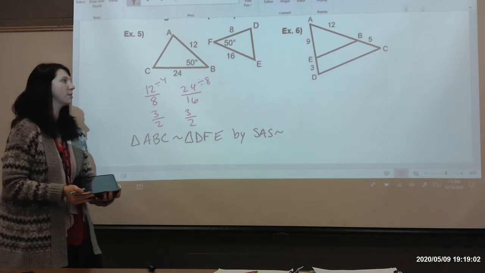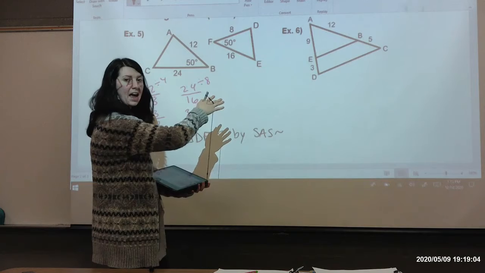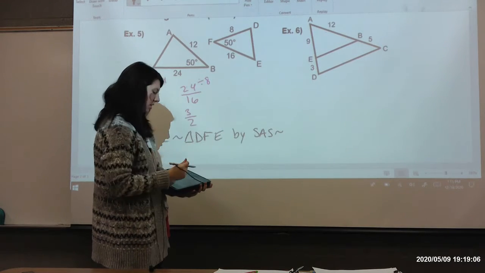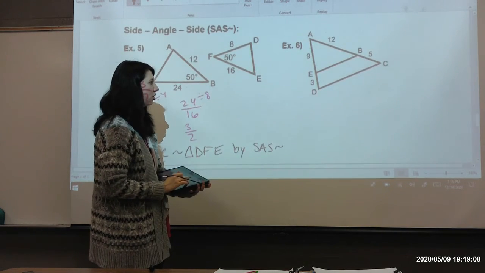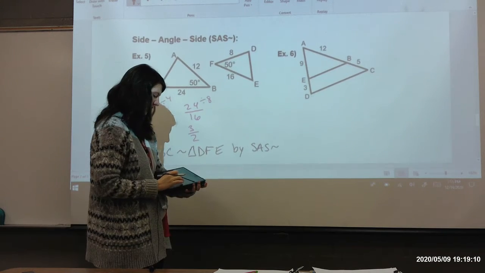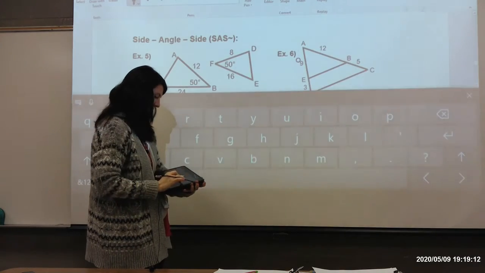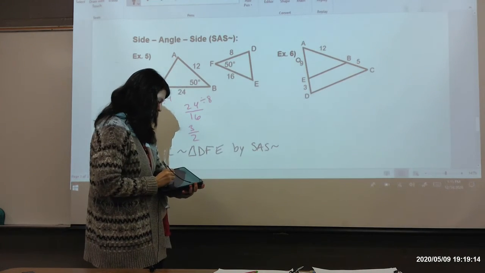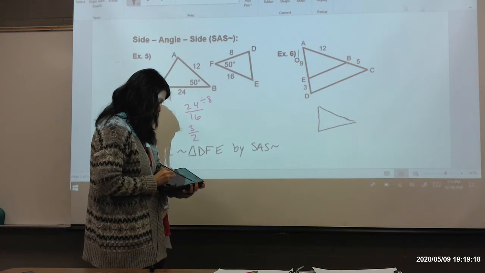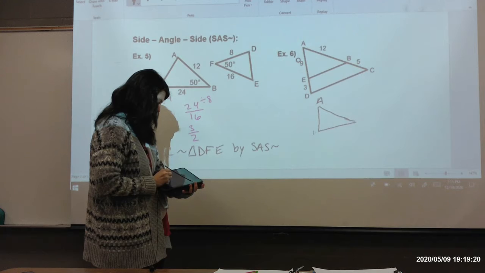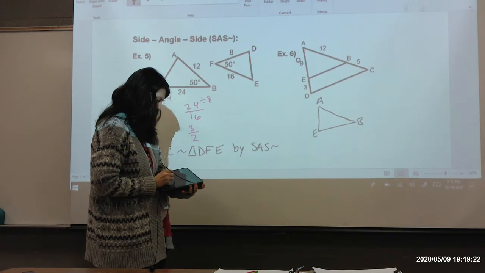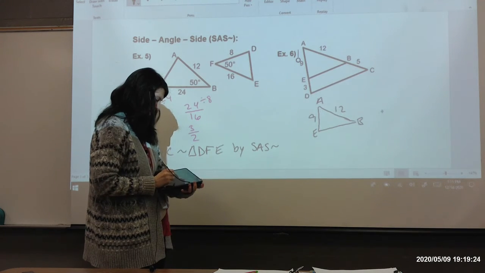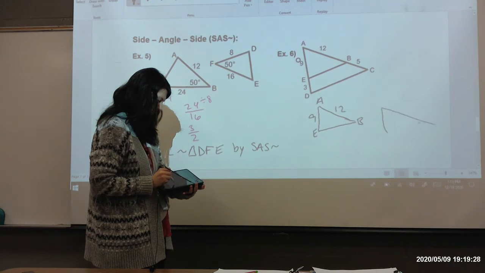All right, our final example here. This is actually 2 triangles overlapping each other. So let's draw them separate. Sometimes I like to do that. It helps me see the problem better. So we have one triangle here like this, and that's A, E, B, with a 12 and a 9. And then we have another triangle here like this.